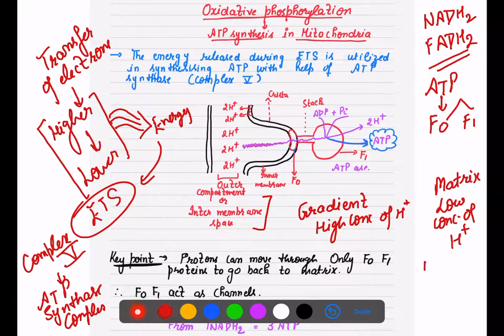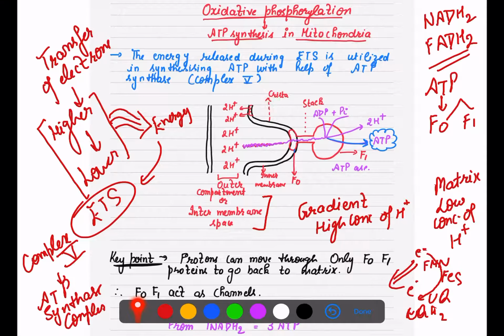in the electron transport chain, there are multiple proteins like FMN, FeS, UQ, UQH2. So when electrons are passing through these proteins, they are releasing energy, and that energy is used to pump out the protons.